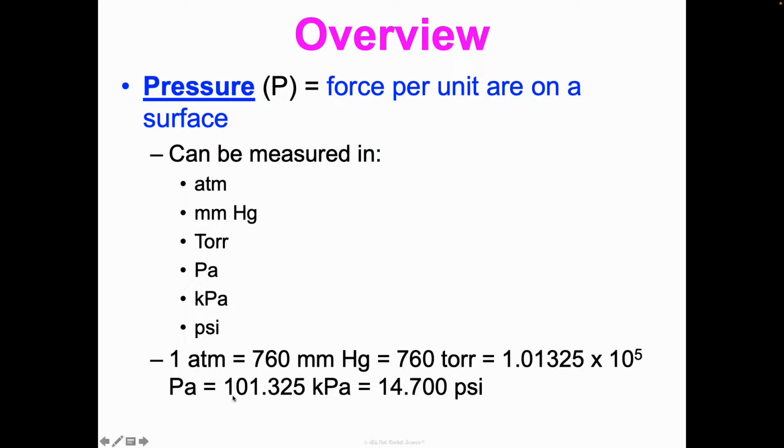But just to show you, 1 atmosphere, 1 ATM is 760 millimeters of mercury, which is the same as 760 torr. 1.01325 times 10 to the 5th Pascal, which is the same as 101.325 kilopascal. And then 14.700 PSI, pounds per square inch. But again, all of these are going to be given to you, so you will be able to convert between these units easily with your reference sheet.